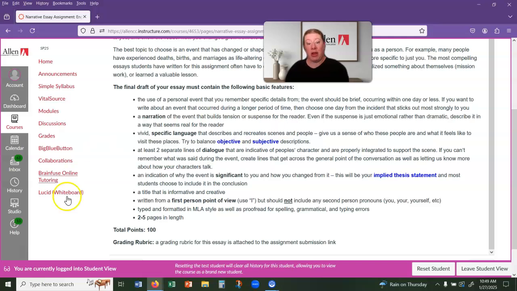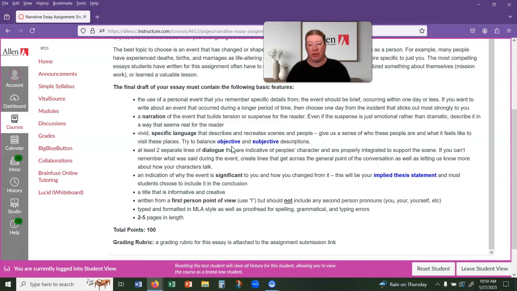And then the other important part is dialogue, which would be whatever the characters say. Sometimes you may have to make up the dialogue if you don't remember exactly what was said, but you can also use thoughts if you need to.